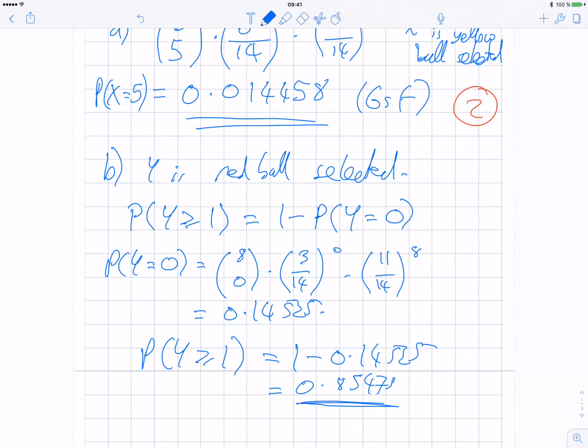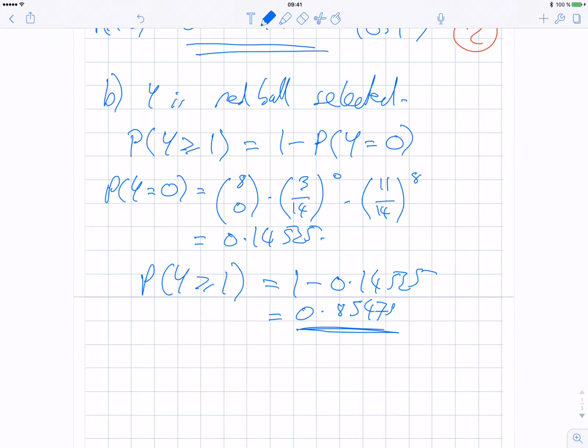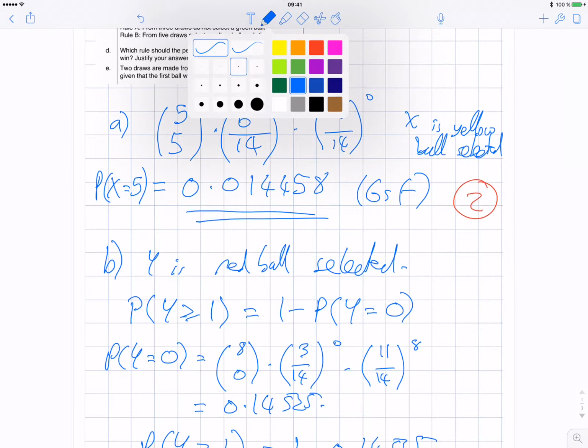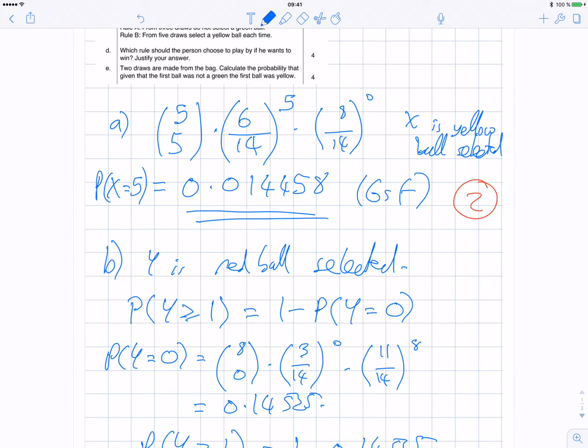However, you could have done menu 5 5 E, and number of trials being 8. Probability of success is 3 out of 14. Lower bound is 1, upper bound is 8. Push enter, and you get exactly the same number if you use the calculator. So that was worth 3 marks.